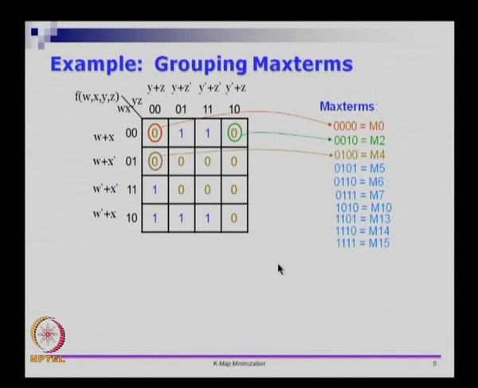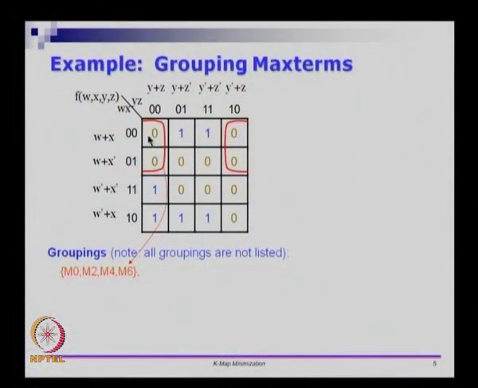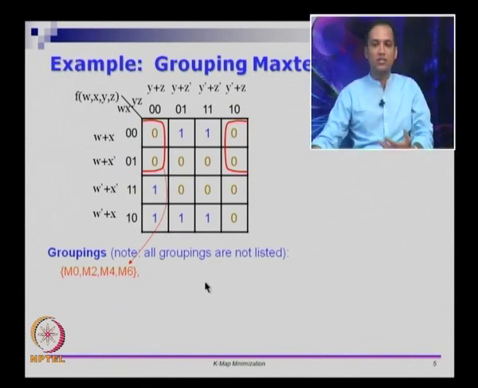Okay. So now let us see how to combine them. The same rules as we did earlier apply, except that we are going to group zeros. We are still going to group in powers of 2. We can only group adjacent cells, and for product of sums we can only group zeros. Let us see the various groupings that are there. So this is a grouping because these are 4 adjacent cells, so it is a square that we are looking at.